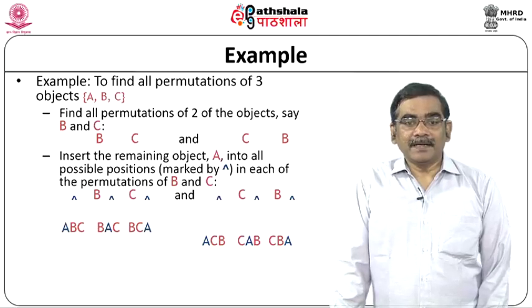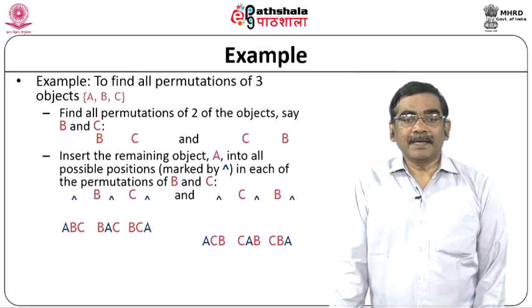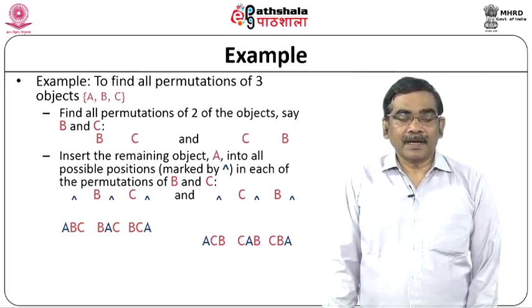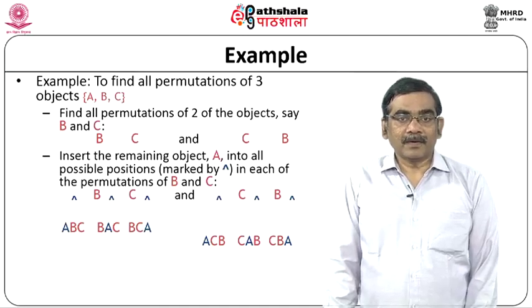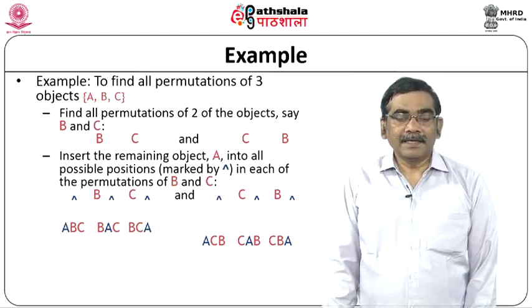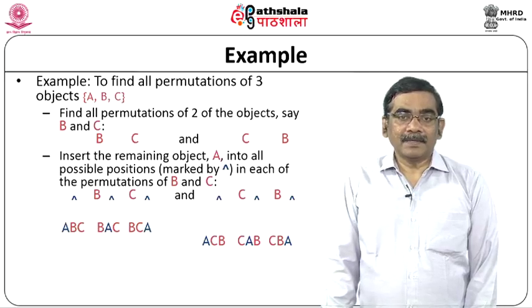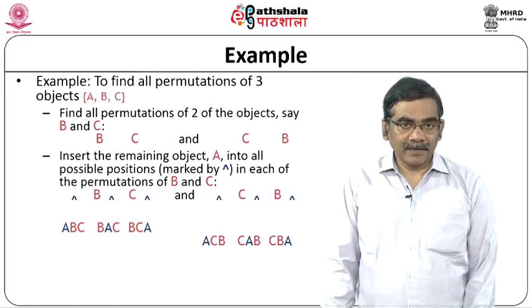So, similarly by inserting A into the remaining things, you can see very well I am getting permutations like ACB, CAB and CBA. This is the kind of algorithm which we can call the decrease and conquer algorithm for generating the permutations. Randomly generating permutations can be troublesome. So, for this case a disciplined approach like this will really help.